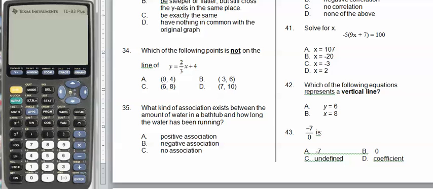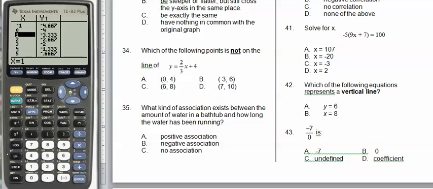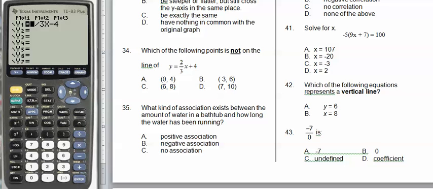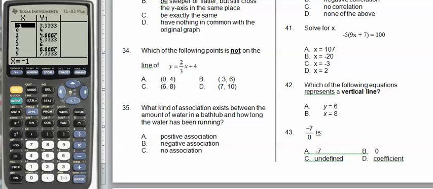All right, for 34, this is very similar. I'm sure you can figure this out by now if you couldn't before. Which of the following points is not on the line of y equals 2/3 x plus 4? So we're just going to put that in, 2/3 x plus 4, very similar to the one we had before, and we just simply go on our table and see if they're there or not. So 0, 4 is there. I'm going to check -3. -3, 6 is not there. If we go and check the rest of them, they should be there.